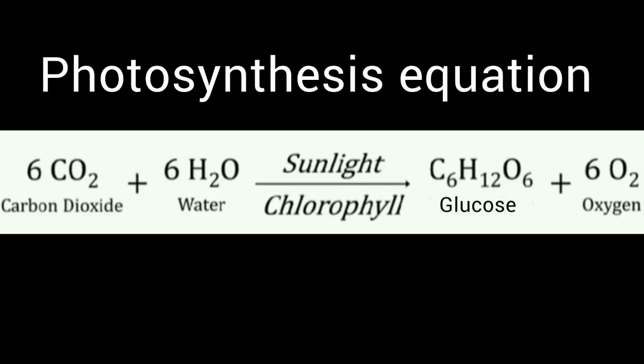Equation of photosynthesis: 6CO2 plus 6H2O converts into C6H12O6 plus 6O2. That is, carbon dioxide plus water converts into glucose plus oxygen in the chlorophyll of the plant by using sunlight.